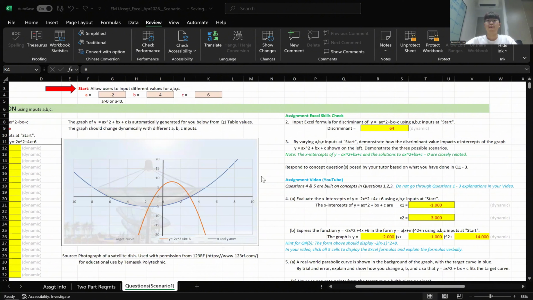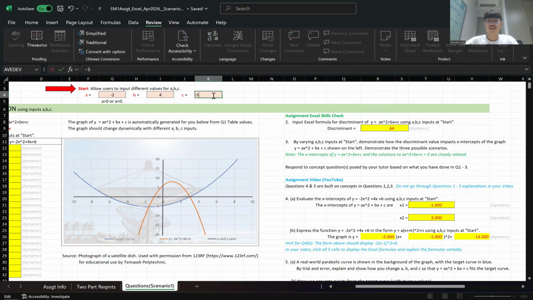Next, for question 5a, I used the trial and error method to fit the orange curve into the blue target curve shown in the background. First, I changed the value of c as it represents the y-intercept, which is where the graph cuts the y-axis. For this example, the y-intercept is approximately -5.